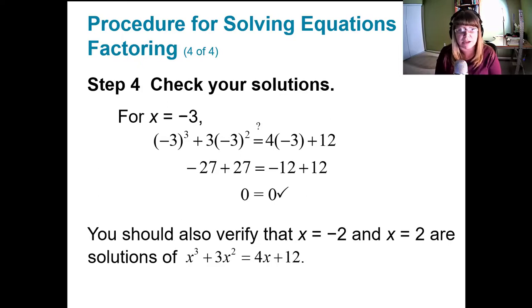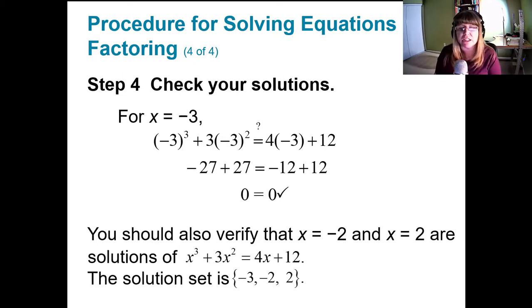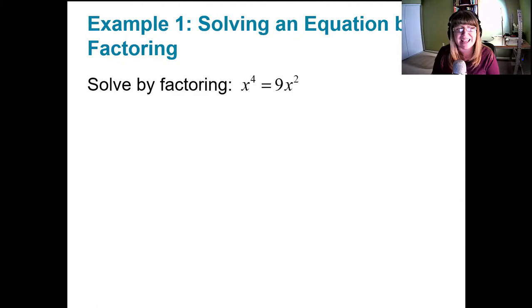In essence, plug those into the original equation and see if you get something like 0 equals 0 or 3 equals 3. See if you get a true statement. If you get a true statement, then those solutions of -2 and +2 are wonderful. You can verify that -2 and +2 are indeed solutions, so our solution set is -3, -2, +2. Let's take a look at another example.